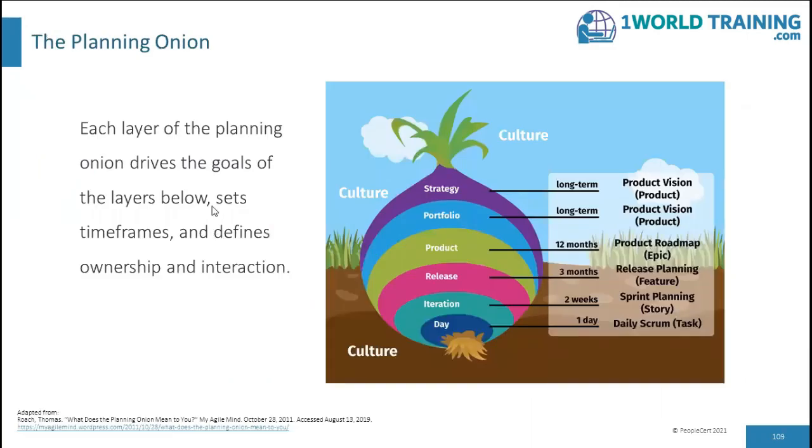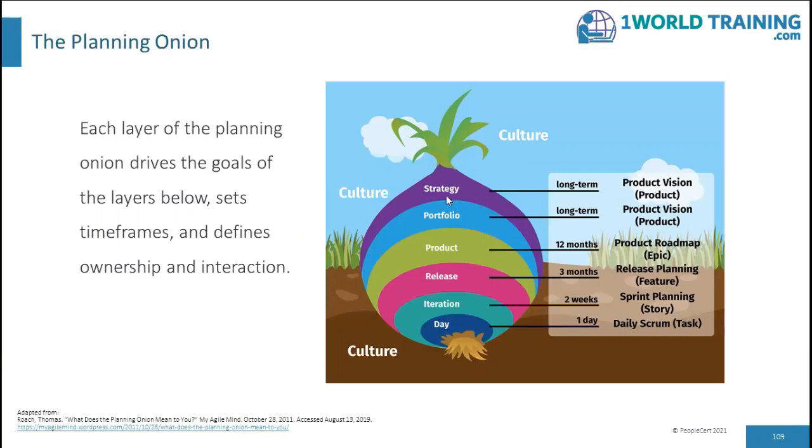The planning onion. On agile projects, we spend time planning at multiple levels of detail and at multiple times throughout the product development. As we know, the organization's mission, vision, and strategy are going to drive decision making and activities at the level shown here. The planning onion is often used as a simple and effective way to show the layers of responsibility for getting things done. Each layer of the onion drives the goals of the layer below, sets timeframes, and defines ownership and interaction.